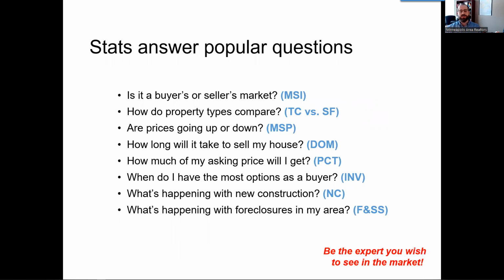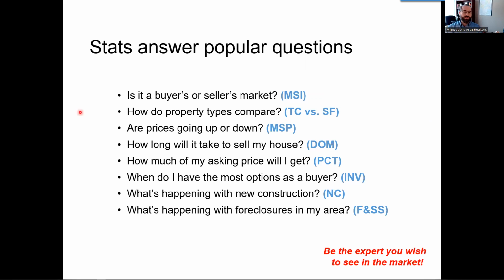And so here are just some examples of some popular questions. Is it a buyer's or a seller's market? Month supply of inventory. If we're at 9 months of supply, it's a buyer's market. Lately, we've had 1.8 or 2 months of supply, still technically a seller's market, believe it or not. How do the property types compare? Townhomes and condos versus single family. We can do that really easily. Prices, are they up, flat, or down? We've got median sales price, average sales price, and price per square foot.